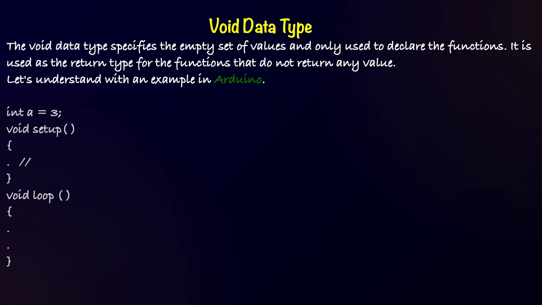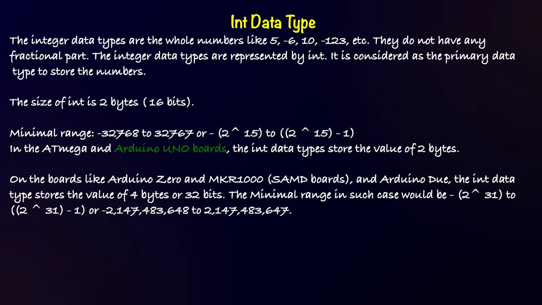Okay, so this was it. The example is given, a very short code snippet over here. Int a equal to 3, then void setup and void loop. This is how we begin the program to write. Next, int data type.